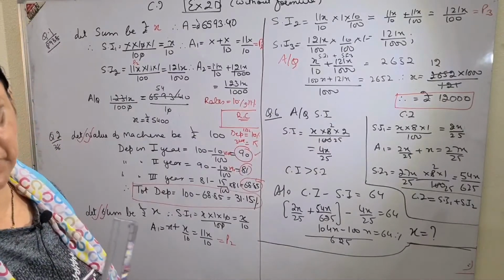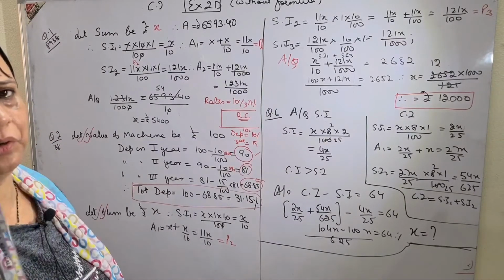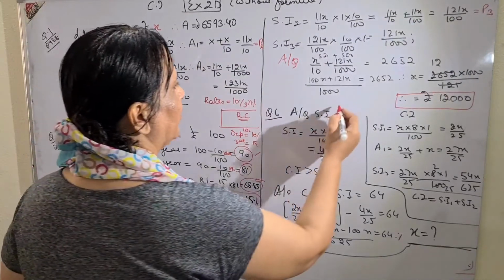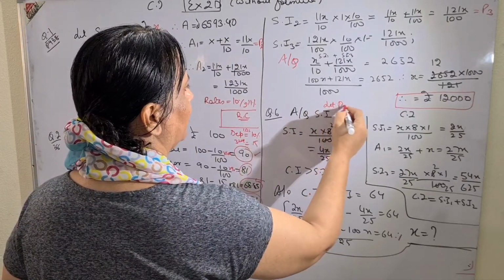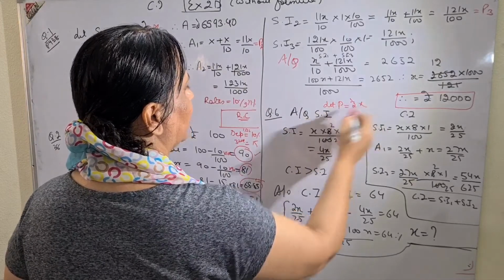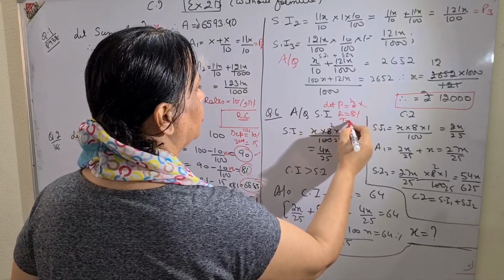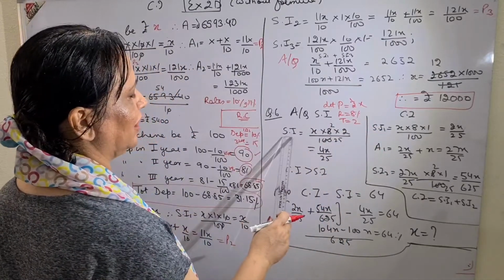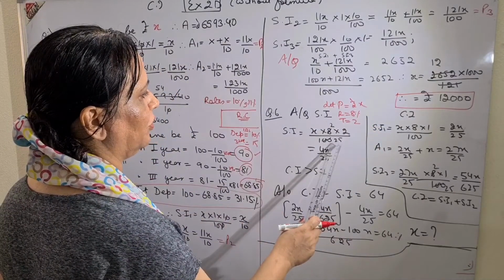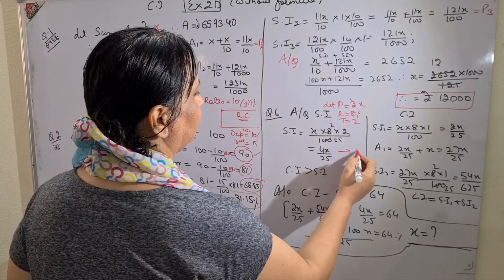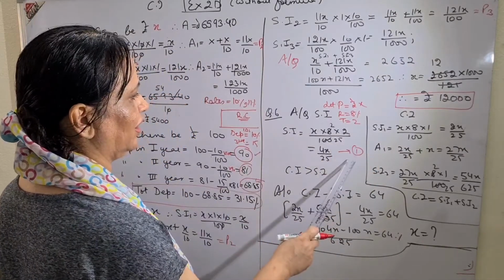For SI, you use the simple formula P into R into T, where T will be taken to be 2 years, because the principal I have taken, let the principal for both be rupees X. So calculating simple interest at the rate of 8% for 2 years, I am taking X into 8 into 2 upon 100, and after simplifying I got 4X by 25.